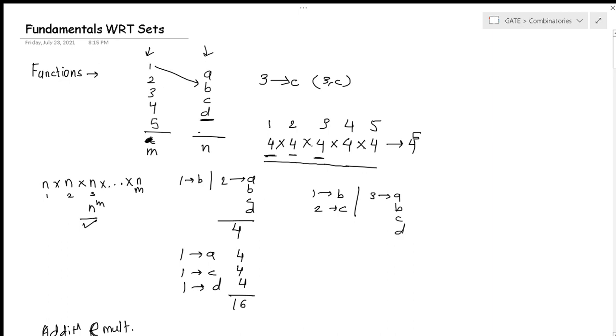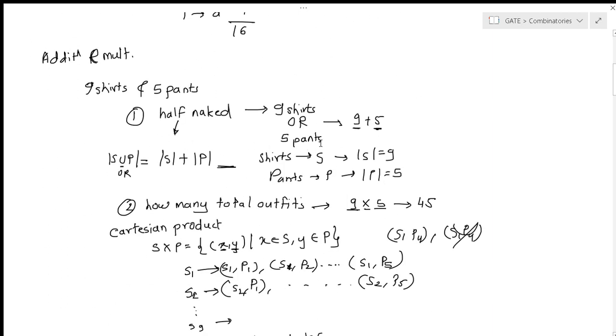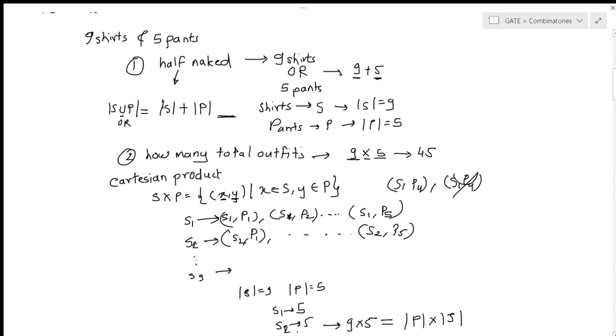Okay, and similarly we have seen for the addition, right? When we perform the addition, we have an or operation, like either I am going to do this or I am going to do this. So this or operation is conveyed through the union operation. Next time we will be talking in much more depth about the further combinatorics topics.